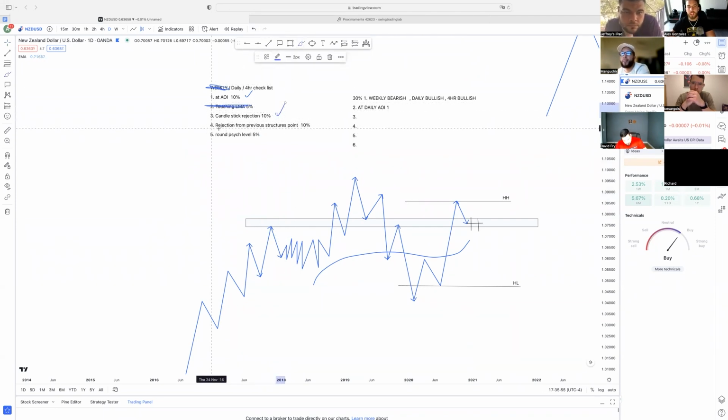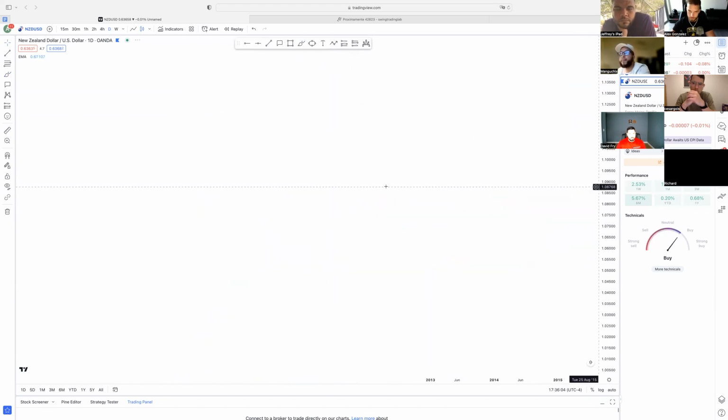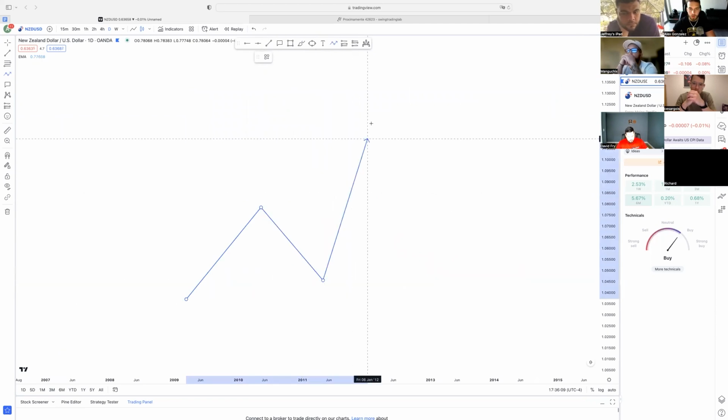Do we have a rejection from a previous structure point? Before I explain this, I'm going to have you guys explain it to yourselves, because this is something that has been very confused in the past. So what is this point right here?